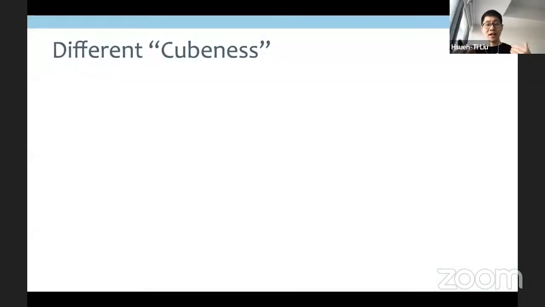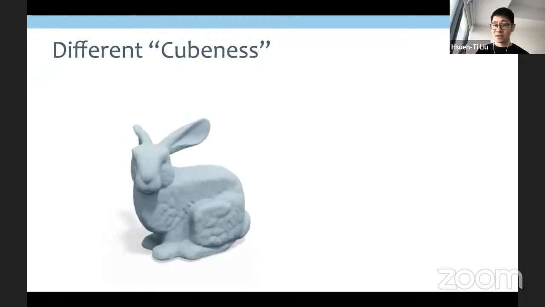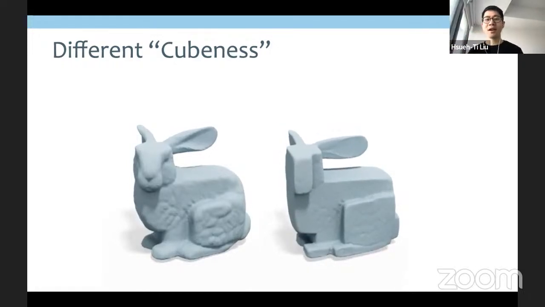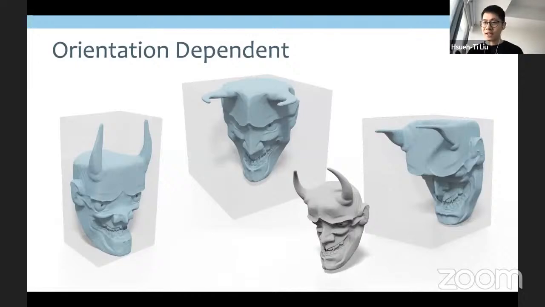We can also add a lot of different artistic controls to this algorithm. For example, we can control the cubeness of the shape. We can turn this into a less cubic bunny or a very cubic bunny. We can also leverage the fact that the L1 norm depends on the orientation of the shape. So we can rotate the mesh and then apply this algorithm, and we can get many different cubic stylization shapes.